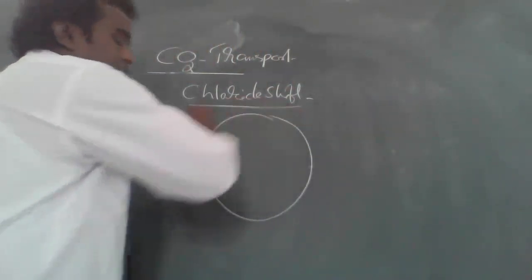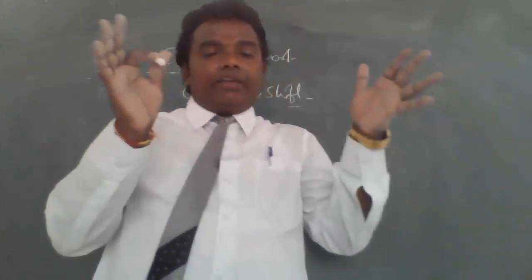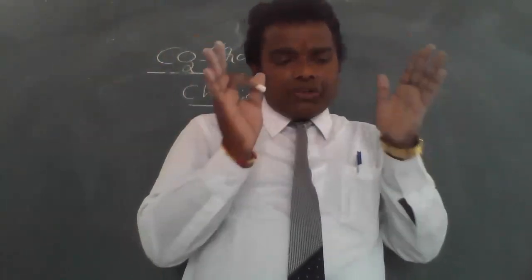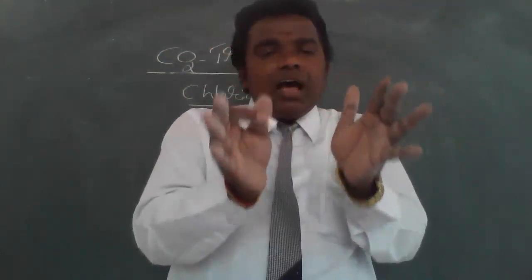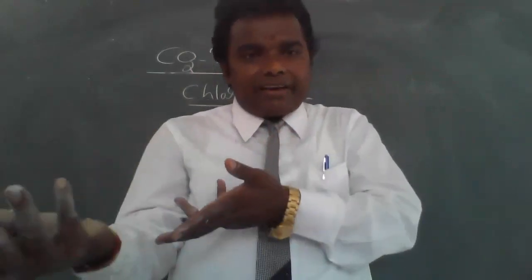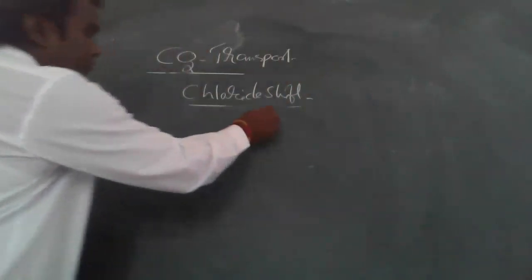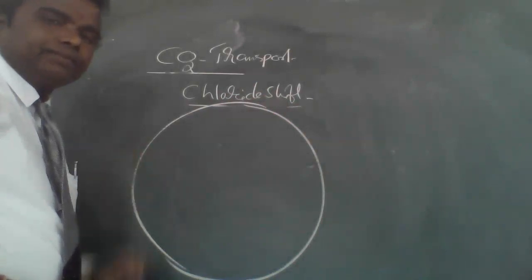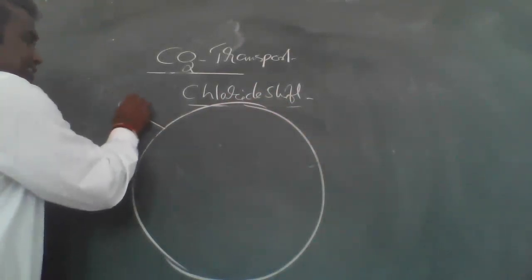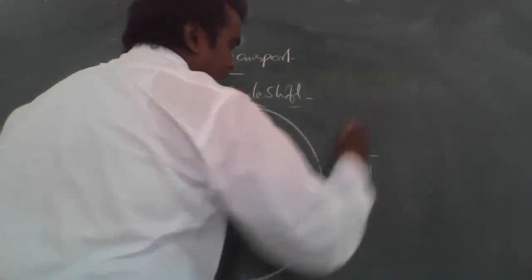Remember one thing, I would like to draw the diagram. What is chloride shift? Come on, tell me. The diffusion of chloride ions into the RBC from where? Plasma, and back is called flush. For example, this is RBC. This is the RBC cell. What happened? The diffusion of chloride ions.